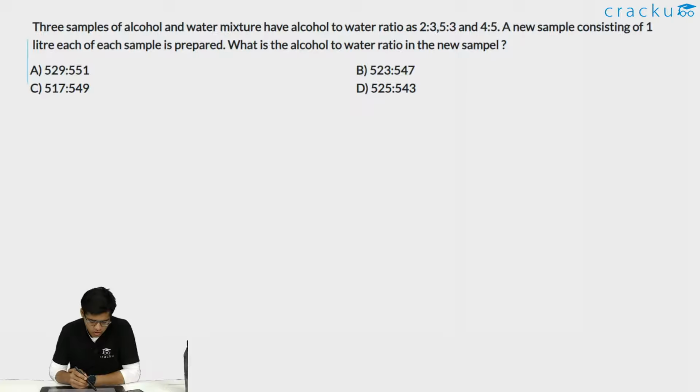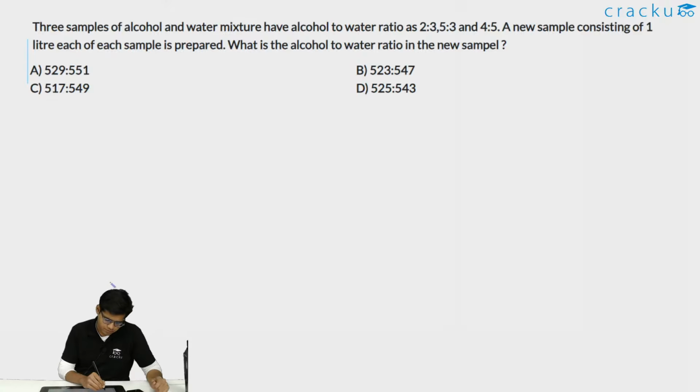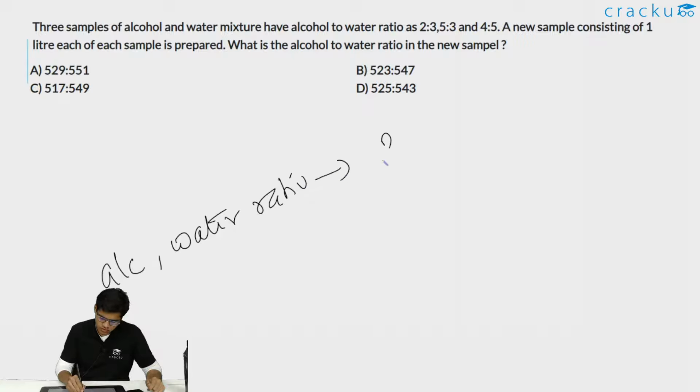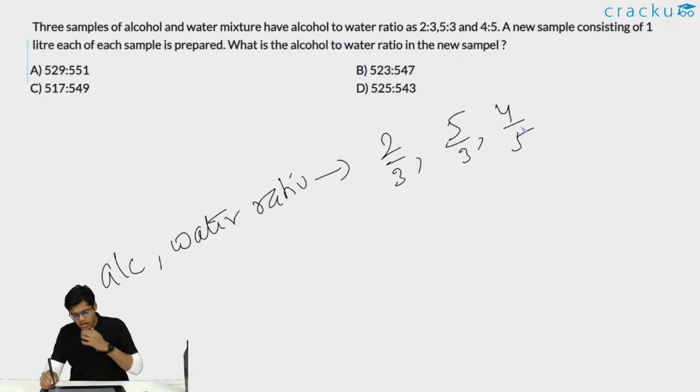3 samples of alcohol and water mixture have alcohol to water ratio as 2 is to 3, another 5 is to 3, another 4 is to 5. A new sample consisting of 1 liter of each sample is prepared. What is the alcohol to water ratio in the new sample?